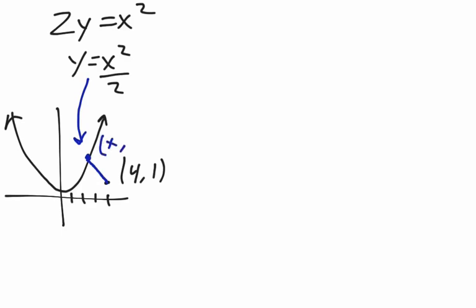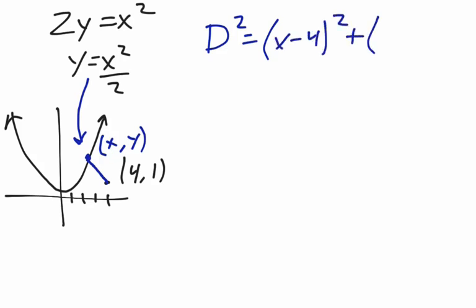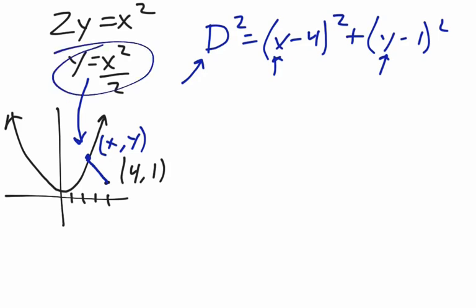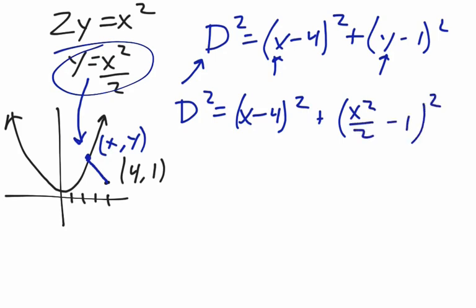Let's call this point (x, y), and how do I find the distance between 2 points? I use the distance formula. So d² equals (x − 4)² plus (y − 1)². And then remember that if we're going to do optimization, I need d in terms of one variable. Well, I have x, I need to find y. Do I have a relationship between x and y? You bet your bottom. It's right there. So I'm going to plug it in. d² equals (x − 4)² plus (x²/2 − 1)².